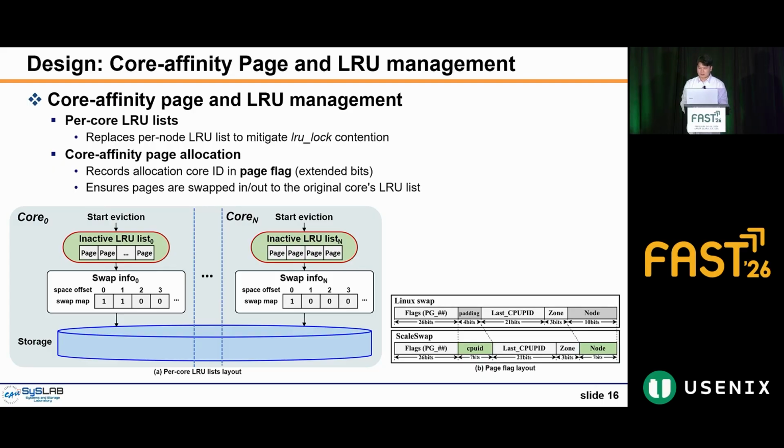The next design component is core-affinity page and LRU management. In Linux, LRU lists are shared per NUMA node, so many cores contend on the same LRU lock under memory pressure. To minimize this contention, we partition LRU lists by core, removing shared LRU locking. In addition, we modify the page flag layout to store the allocation CPU ID. This ensures that when a page is swapped in or out, it returns to the original core's LRU list. Together, this design minimizes lock contention and improves locality.